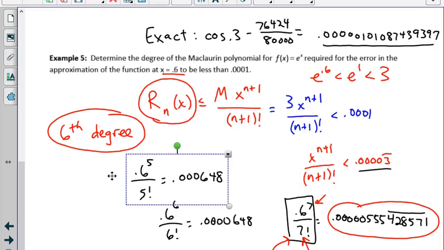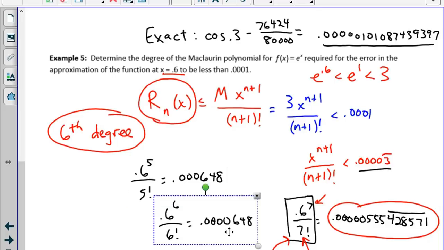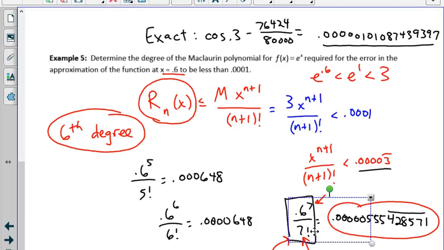I tried several things. 0.6 to the 5th over 5 factorial. That's not quite less than what I need it to be less than. 0.6 to the 6th over 6 factorial is closer, but still not quite. It's just slightly too big. 0.6 to the 7th over 7 factorial is our winner.